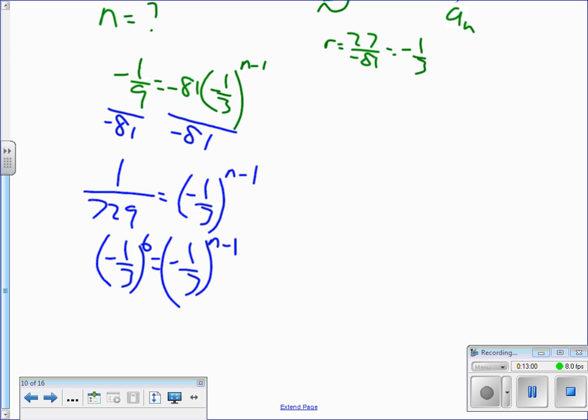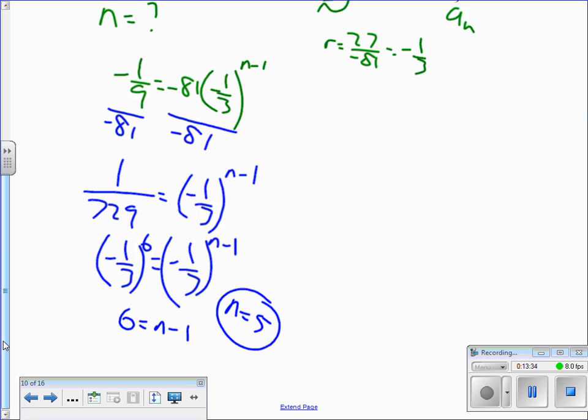I just did guess and check. I know it's going to be large, but I know it's not going to be too big, and I know it's got to be even, because a negative number to an even power will give me a positive. I just tried 6. If it wasn't 6, I'd try a different number, either smaller or larger, depending upon what I got. So this means that 6 equals n minus 1, so n equals 5.